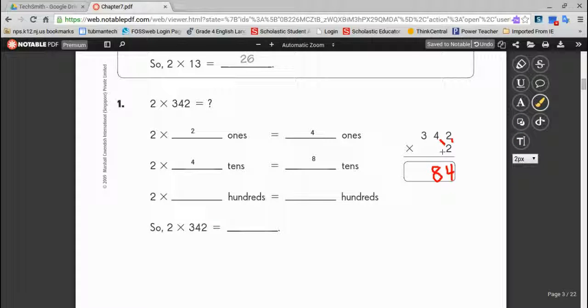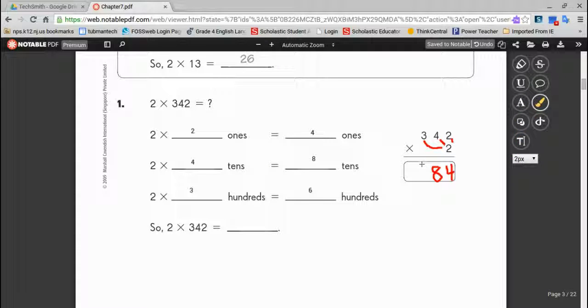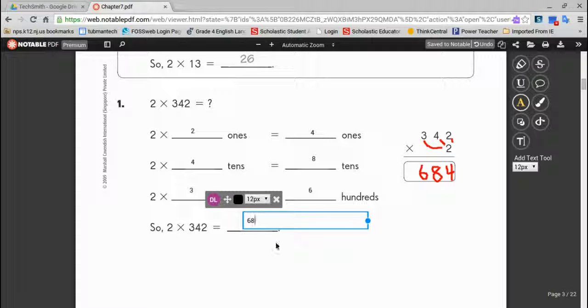8. And the last thing I want to do is multiply my hundreds, which is 2 times 3 hundreds. Okay, so I want to do 2 times 3 hundreds, which is equal to, well, if we do 2 times 3, that's 6 hundreds, and that equals 6 hundreds. And I want to put my 600 in my hundred spot, which is right over here. So my final answer is 684. So 2 times 342 is 684.